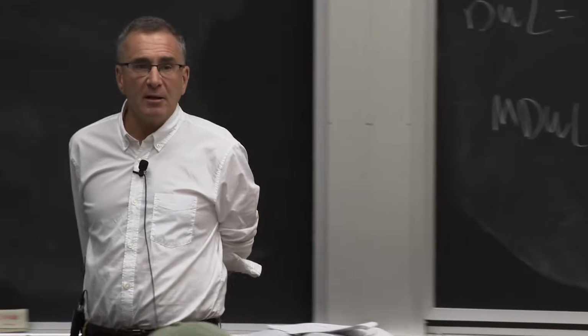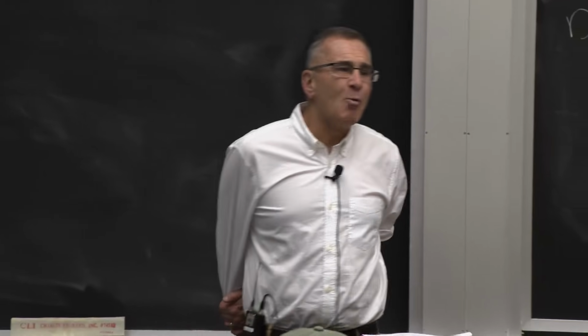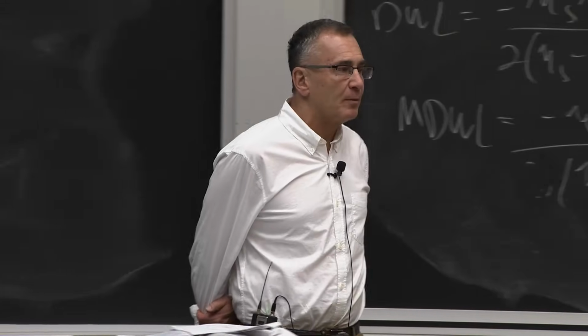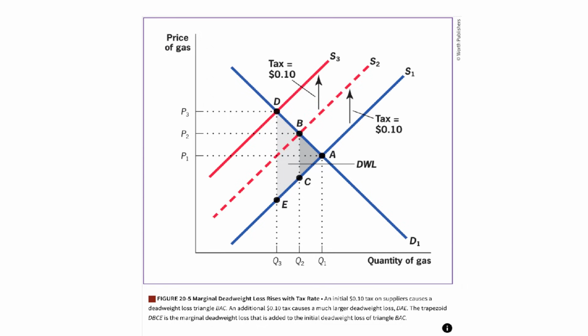Questions about that? Now let's say I want to tax a second 10 cents. That raises the deadweight loss from ABC to ADE. You add the trapezoid BCDE to your deadweight loss. You see that? Notice BCDE is much larger than ABC, even though both taxes are 10 cents.